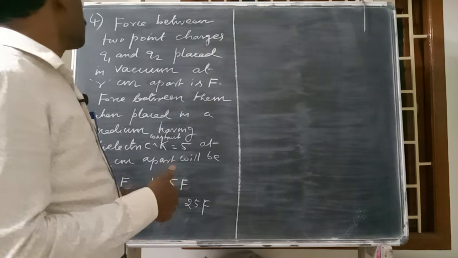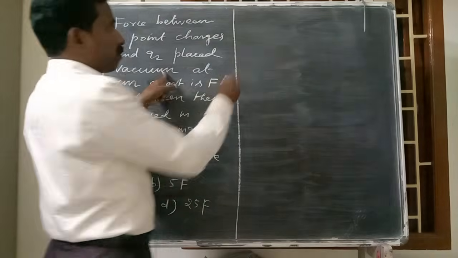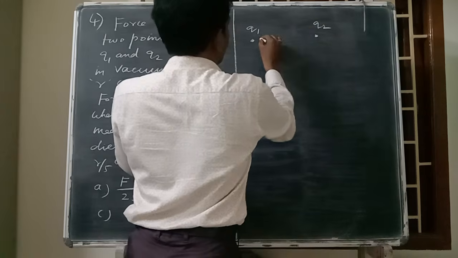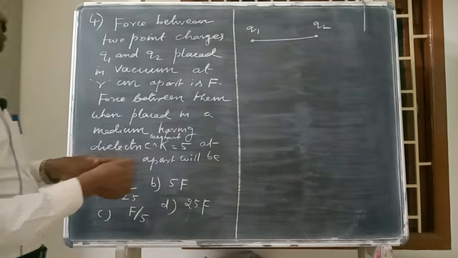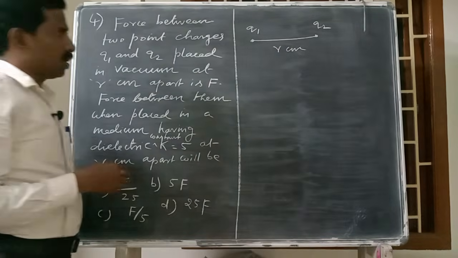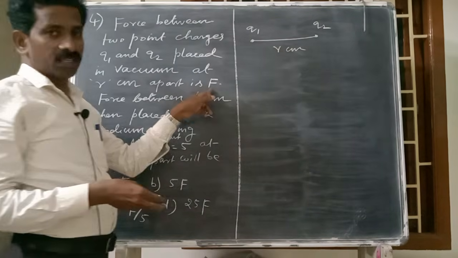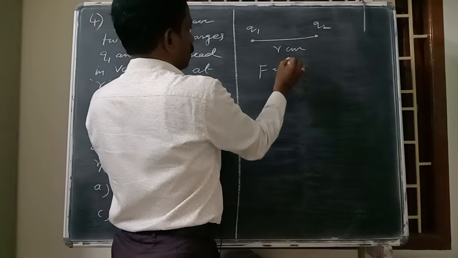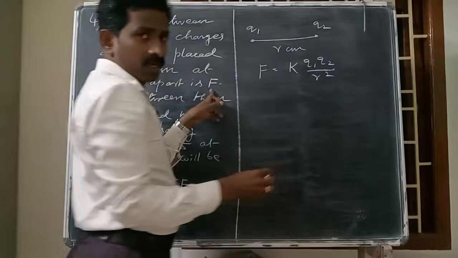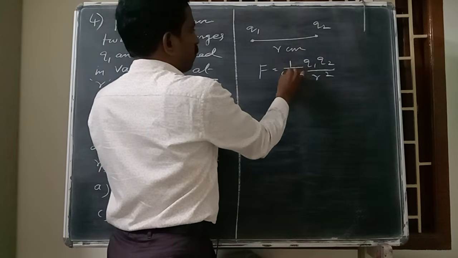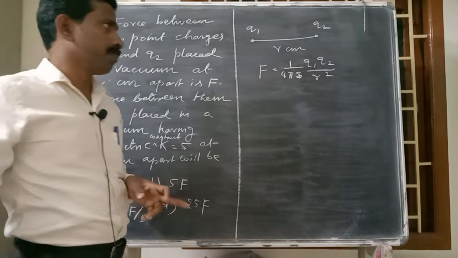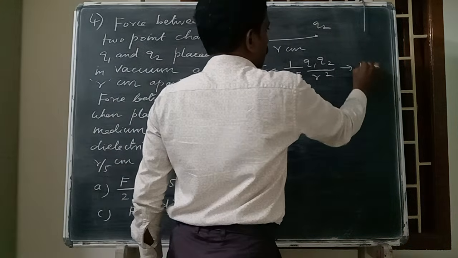So here what is given? First, the two charges q1 and q2 are placed in vacuum at a distance r centimeter. Now the force between the two charges is F. It is given, force F equal to what? K into q1 into q2 by r square. We know k is 1 by 4 pi epsilon naught. Okay, this is the basic formula, Coulomb's inverse square law. This is the first case given in the question.